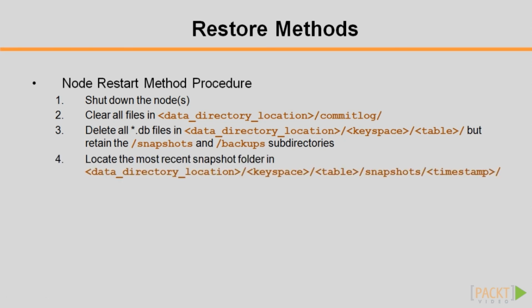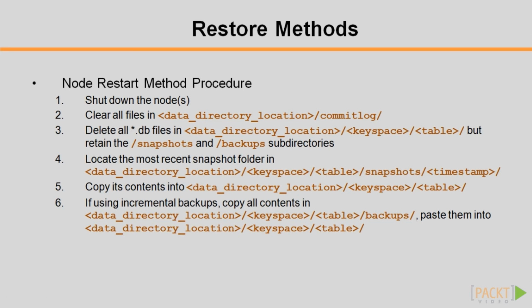Step 4, locate the desired snapshot folder. Step 5, copy the files in the snapshot folder into the data directory. Step 6, if incremental backup is enabled, also copy the files in the backups folder into the data directory. Step 7, repeat steps 3 to 6 for each keyspace in turn. And step 8, finally, restart the nodes.